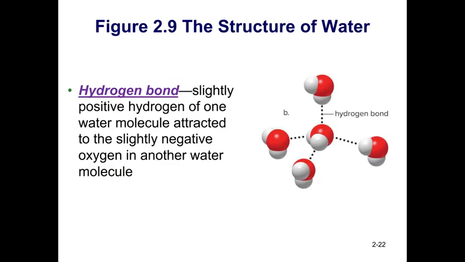So hydrogen bonds is the last bond that we're going to be talking about in this chapter. Hydrogen bonds are created when water molecules or other polar molecules are going to be interacting with each other.